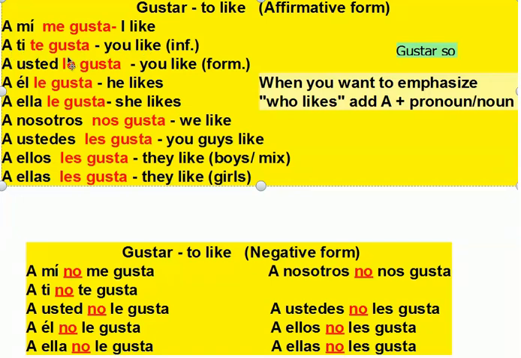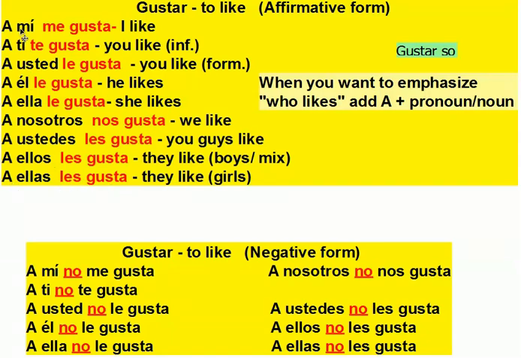You like. When I say you like formal, I say a usted le gusta. He likes, a él le gusta. She likes, a ella le gusta. We like, a nosotros or a nosotras nos gusta. You guys like, a ustedes les gusta. They like, when it's only boys or a mix of boys and girls, a ellos les gusta. They like, when it's only girls, you say a ellas les gusta.